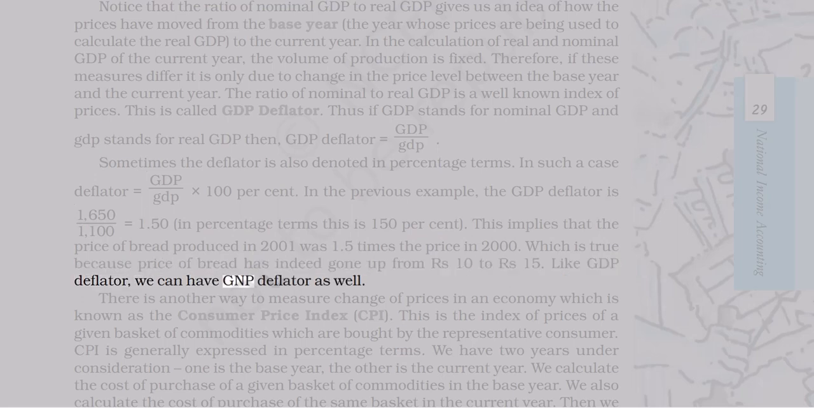Like GDP deflator, we can have GNP deflator as well. There is another way to measure change of prices in an economy, which is known as the Consumer Price Index, CPI. This is the index of prices of a given basket of commodities, which are bought by the representative consumer. CPI is generally expressed in percentage terms.